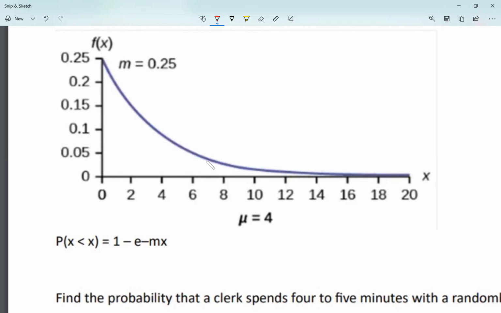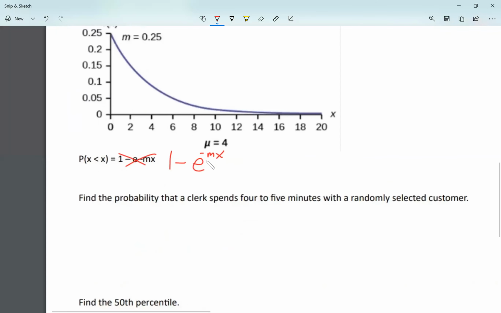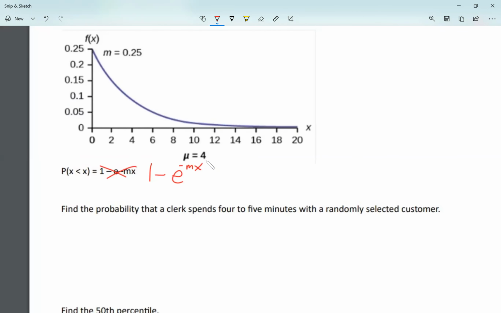No, no, my bad. I have this supposed to be, my probability is going to be 1 minus e to the negative mx. Okay, that's how that thing's supposed to look. Now let's find the probability that a clerk spends 4 to 5 minutes with a randomly selected customer.